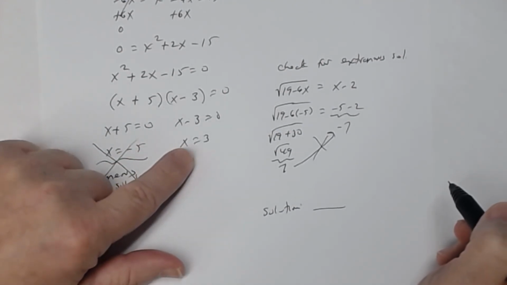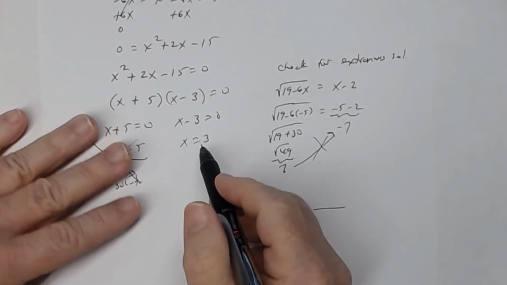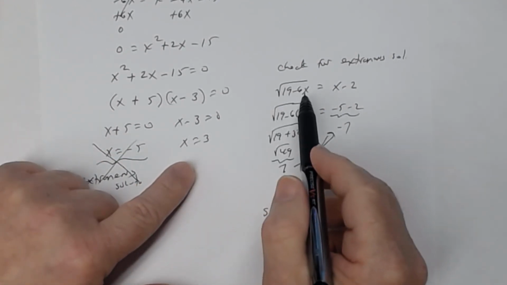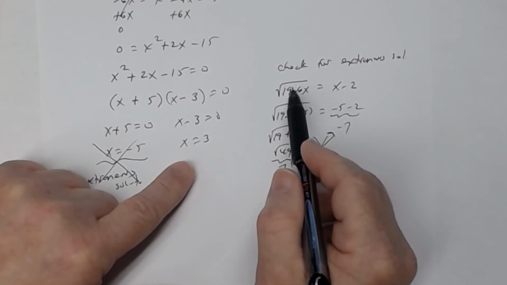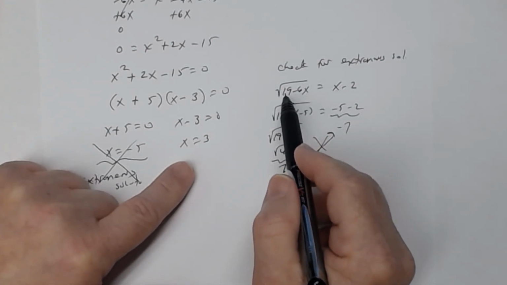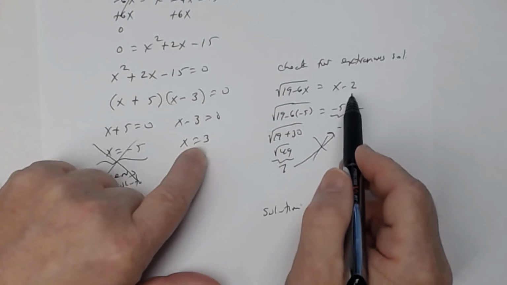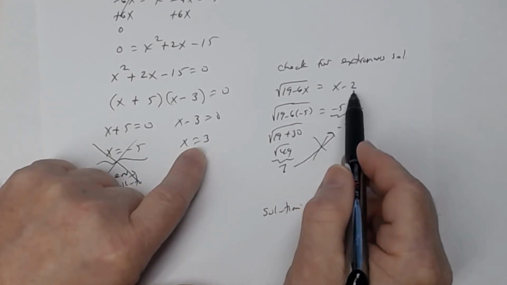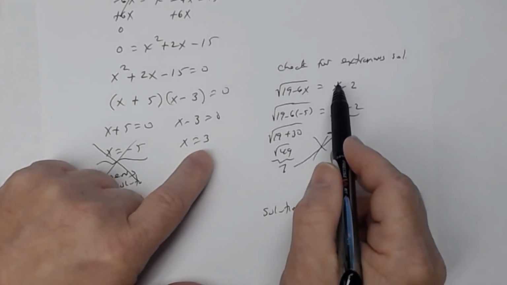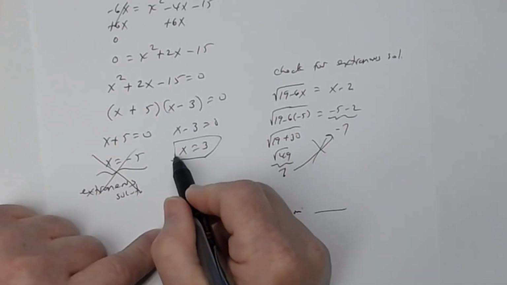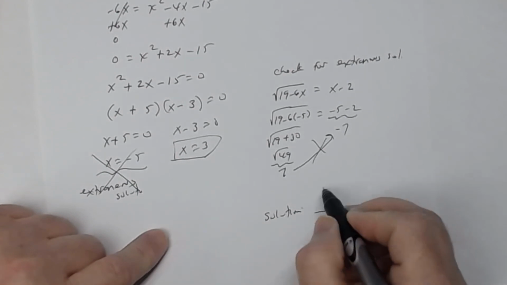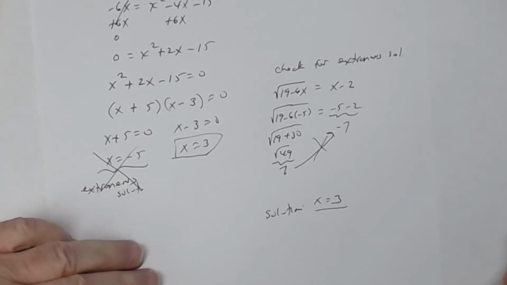Now let's just check this one. Now, just like we did, since the radical expression is by itself, the square root's by itself, all you really have to do is just check 3 and make sure that's going to be not a negative number. And notice 3 minus 2 is 1, so you're good. So that right here would be your solution. So you would say x equal 3 is the only solution.